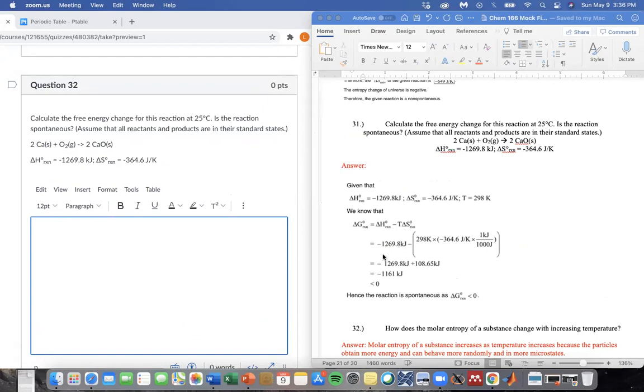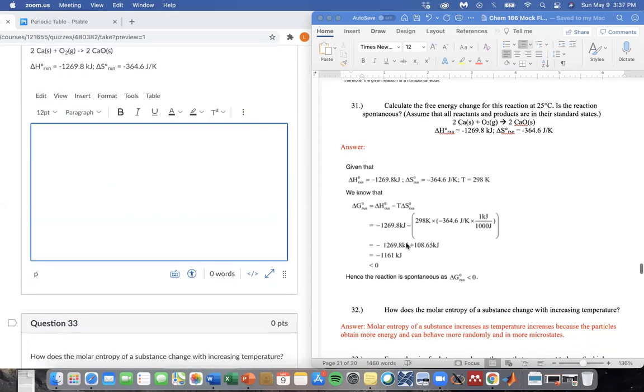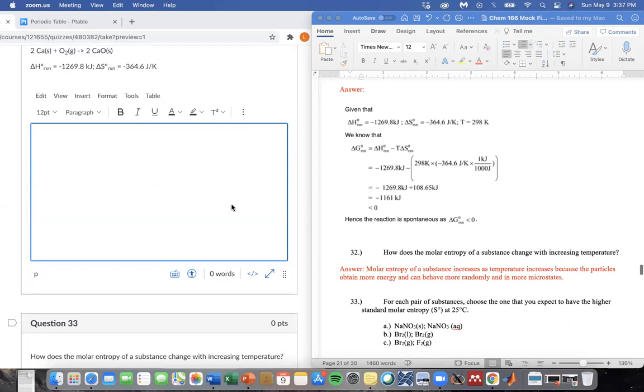And so you would do the delta H minus temperature times your delta S, and make sure that you're converting your delta S into kilojoules because your delta H is in kilojoules already. You have to have the common label. And so you'll get negative 1,161 kilojoules, which is less than 0. It's negative, and so the reaction will be spontaneous. Any questions?